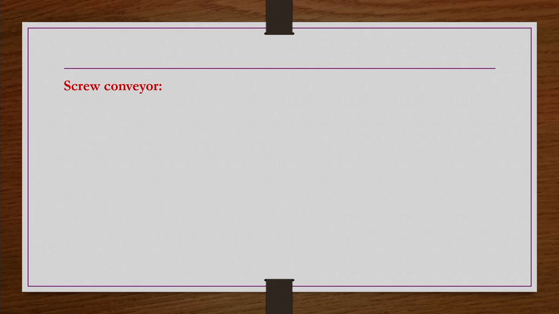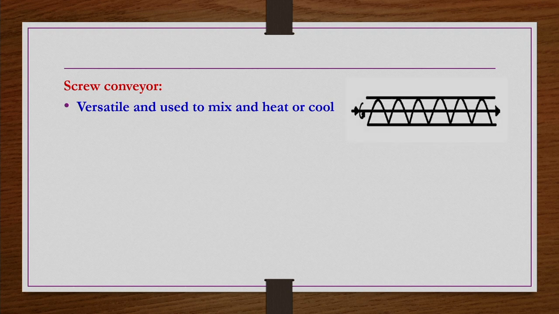Next is another type of conveyor: screw conveyors. Screw conveyors are very versatile and are used to mix, and to heat or cool in general. So here what we have is a section, inside which there is a screw, right? The screw rotates in one particular direction.